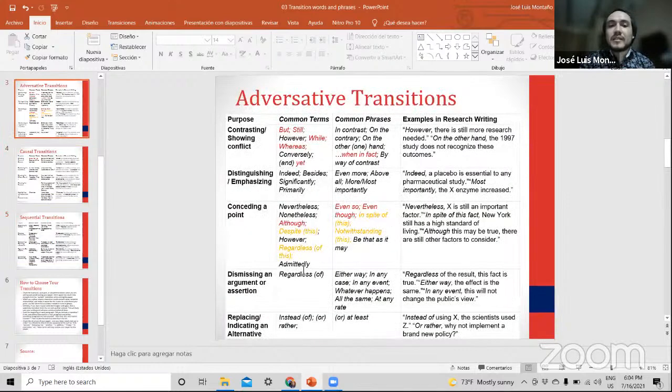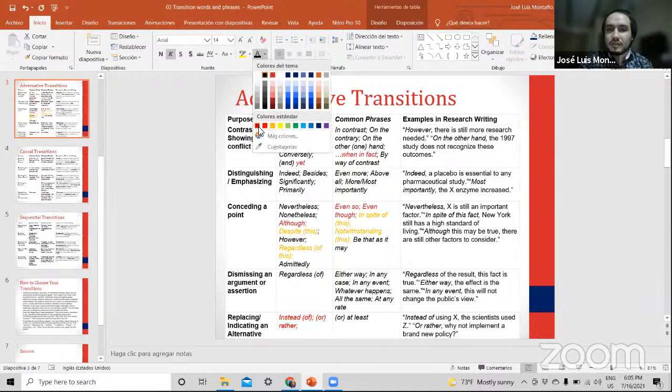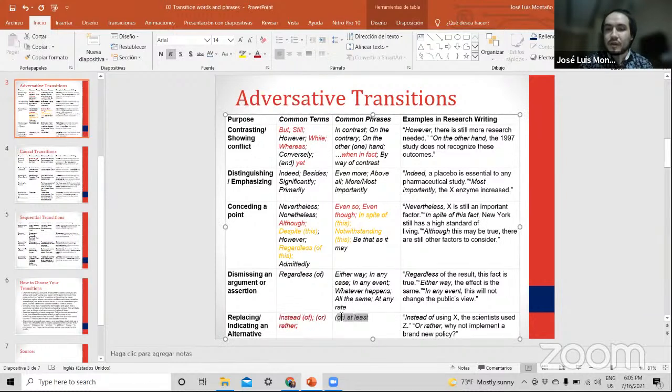The only thing that is missing over here, I told you that we were going to cover the three. We did contrasting and conceding, and now the only one that is missing is replacing, or indicating alternative. Here we have different ways of doing this. None of them are actually transition words, because all of them are going to be exceptions, and the exceptions are going to be written in the way that we see in this example.